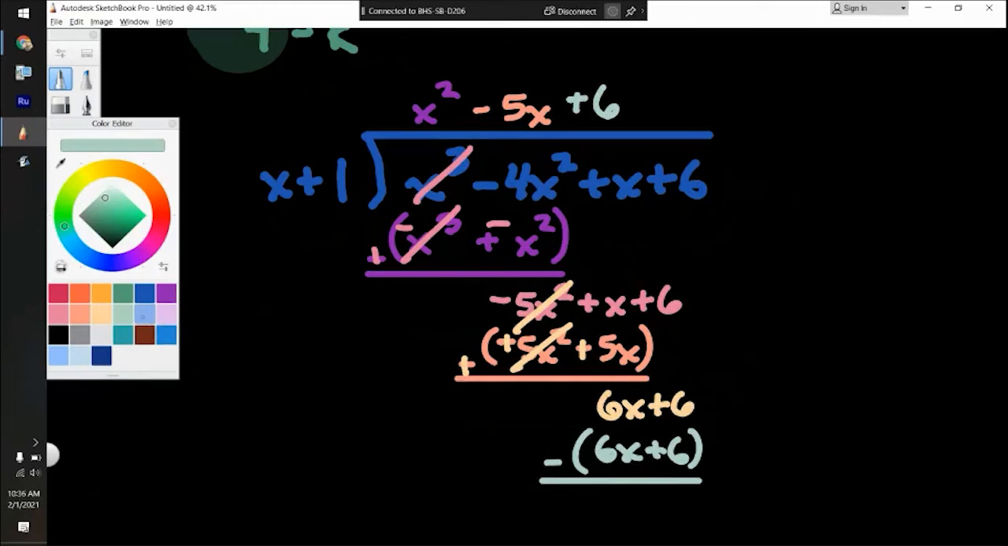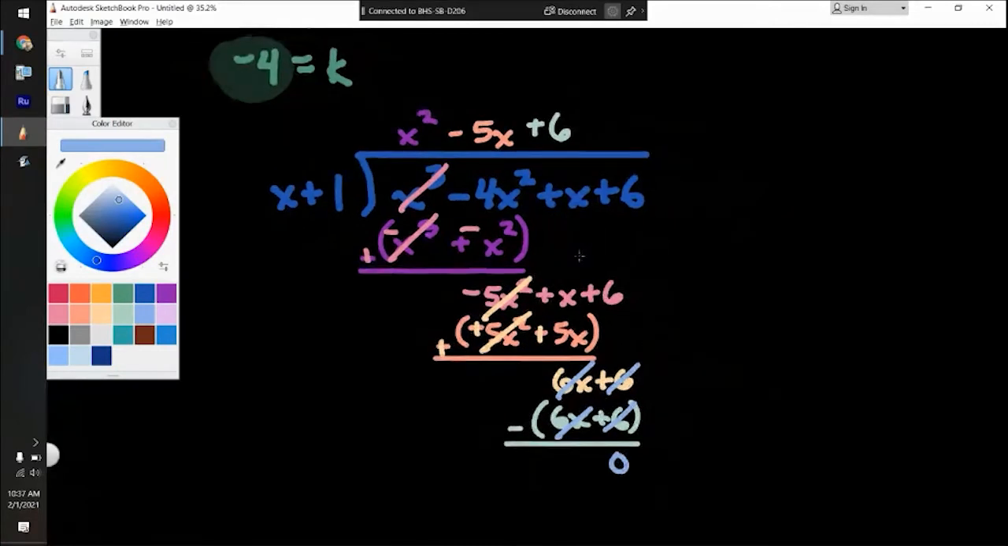And look at that, it is a factor because the remainder is 0, which is what you should get. Okay, so now we're left with x squared minus 5x plus 6. And we're looking for the other 2 factors on this. There's 2 main ways you can do this. You can either use the quadratic formula or you can just factor it the old-fashioned way.